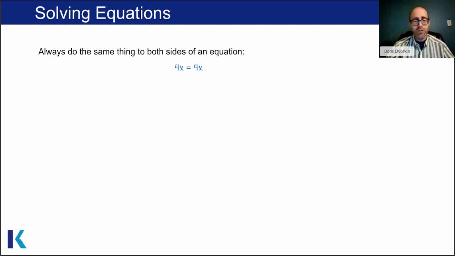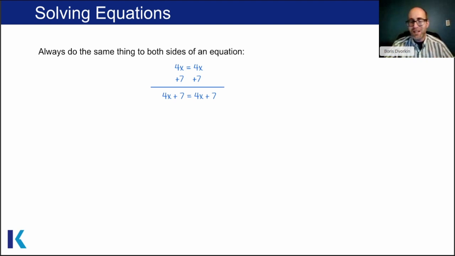Generally speaking, if two things are equal to each other, then you can do the same thing to both of them. Because if the two things are the same to begin with, like 4x and 4x are the same thing, and then you do the same thing to both of them, like if you add 7 to them both, then they'll stay equal. That's just common sense. If two things are the same and the same thing happens to them both, they'll stay the same.